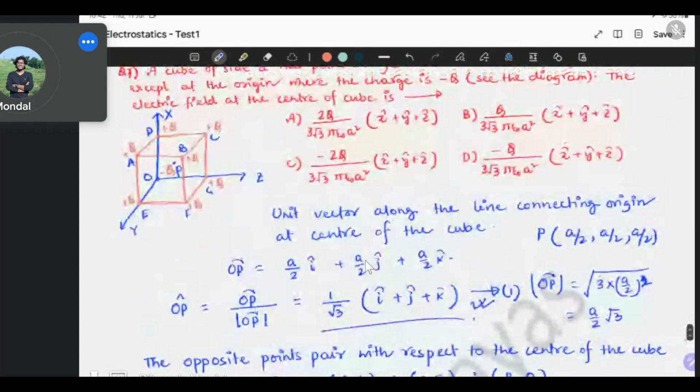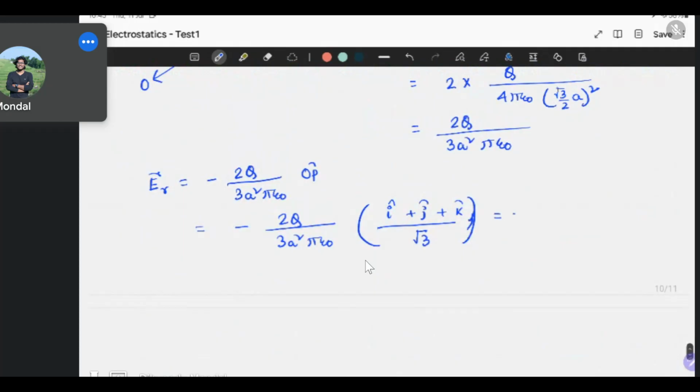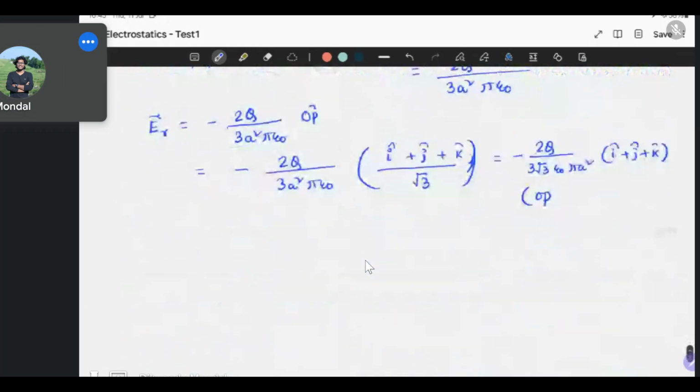So that means 3 root 3 pi. So option C is the correct option, right? If we write this, then it becomes minus 2Q divided by 3 root 3 epsilon naught pi a square times (i cap plus j cap plus k cap). So option C is the correct option.